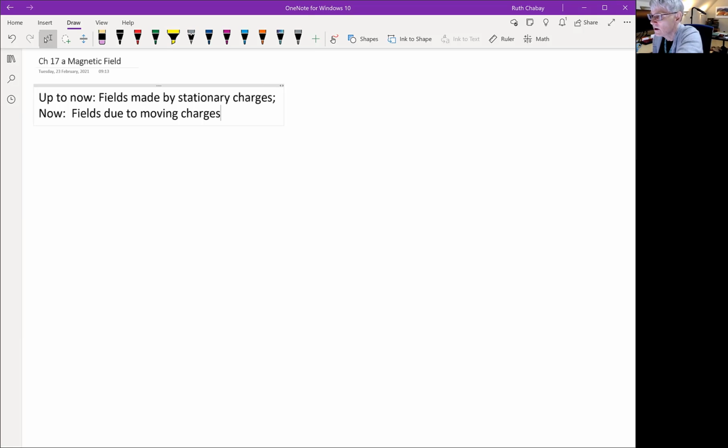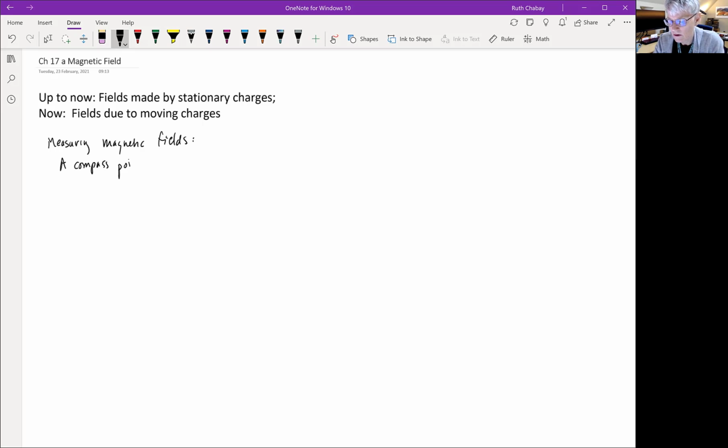And for right now, our operational way of measuring magnetic fields will be that a compass points in the direction of the net magnetic field at its location. So a compass points in the direction of the net magnetic field.